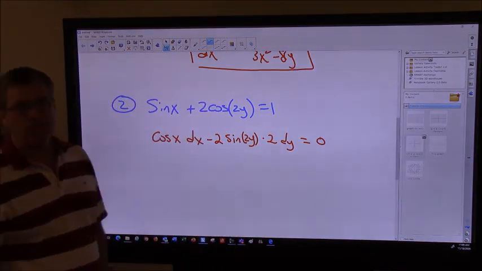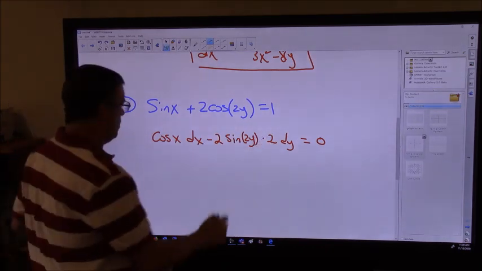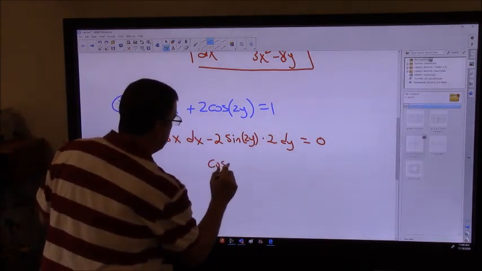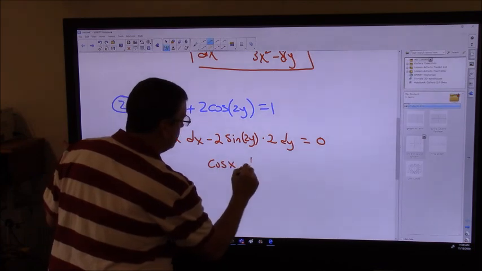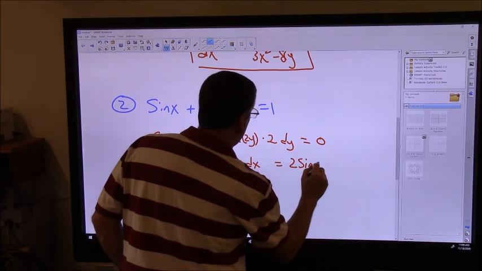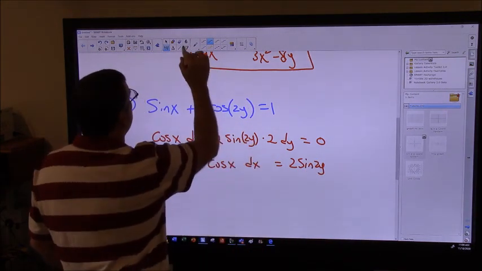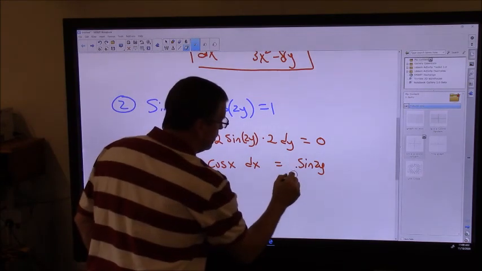So I think this time to get dy by itself, because it's negative, I'm going to move it to the other side of the equal sign. So I get cosine x dx. Over here I get 2 sine of 2y. Actually, I should multiply 2 times 2 and get 4.